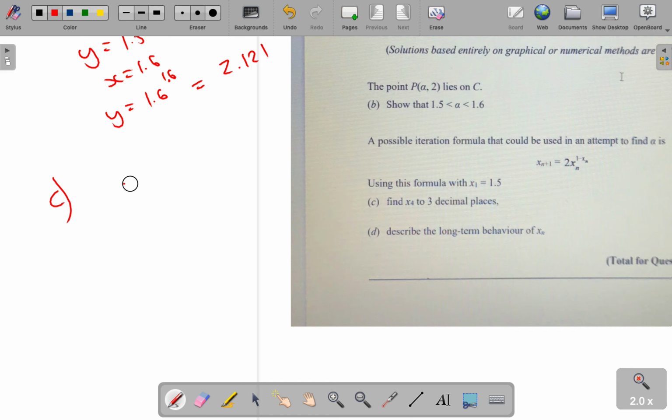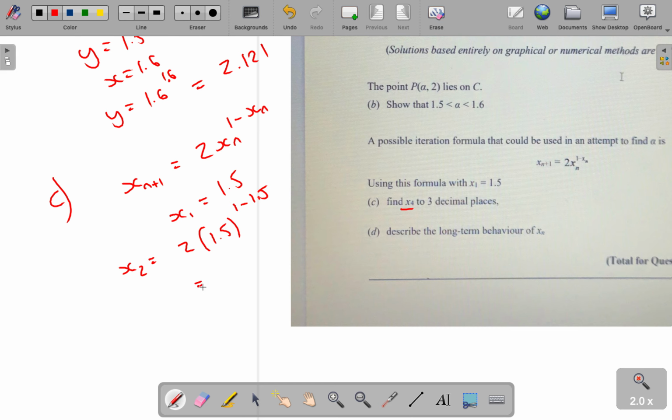So here we're given the formula that the next term, x_{n+1}, is equal to 2 times the current term times 1 minus the current term to the power of 1 minus the current term. It gives us the first term, x1 is 1.5, so therefore x2 is equal to 2 times 1.5 times (1 minus 1.5), and we're going to go all the way to x4.